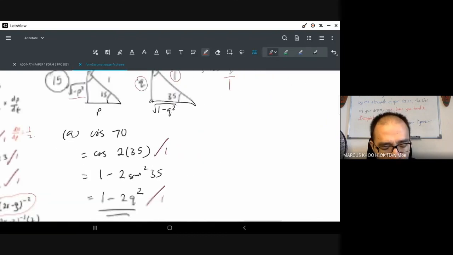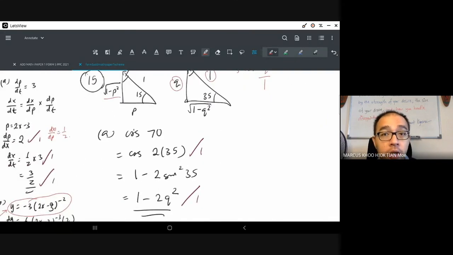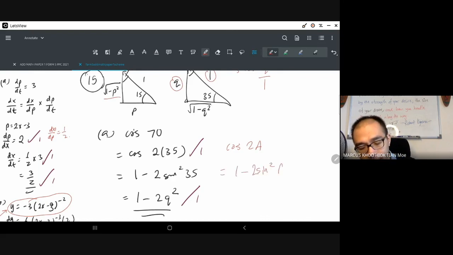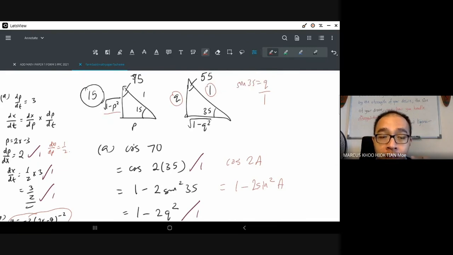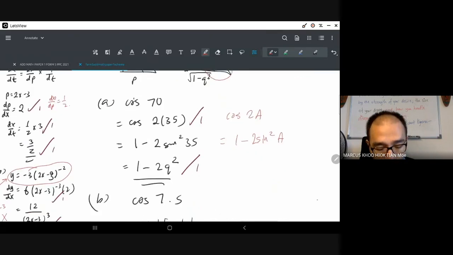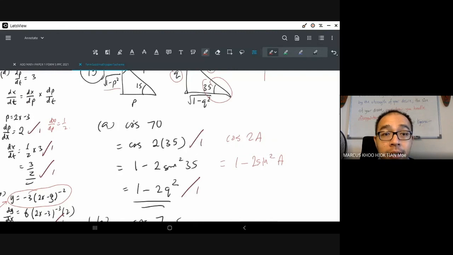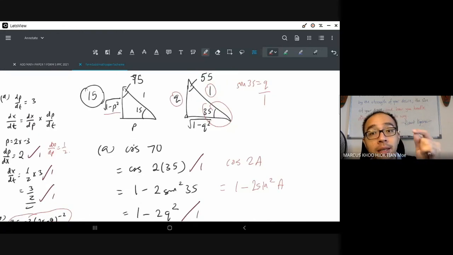Okay, now cos 70 is actually cos 2 times 35. Okay, and this one we get from the formula cos 2a. Okay, cos 2a is 1 minus 2 sine squared a, and the reason why I'm using 35 is because I have 35 over here. I don't have 70. So I will get 1 minus 2Q squared because sine 35 is Q. So sine squared 35 is Q squared. Okay, 1 minus 2Q squared.